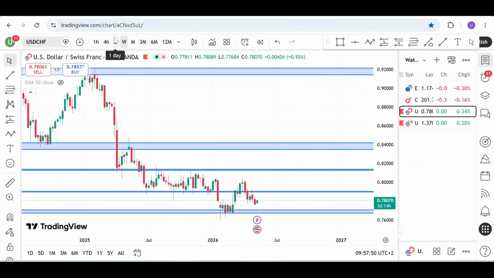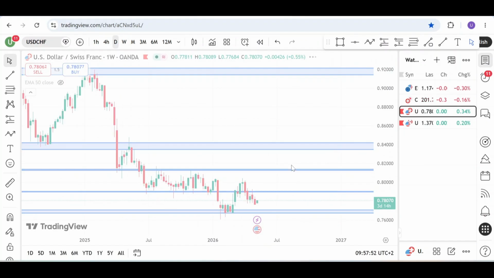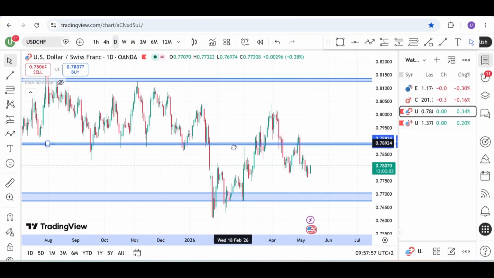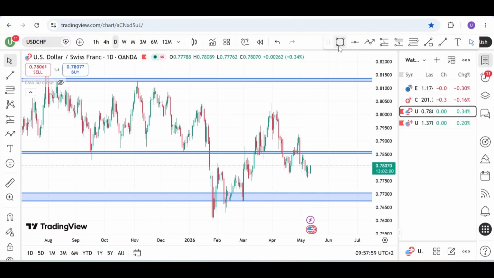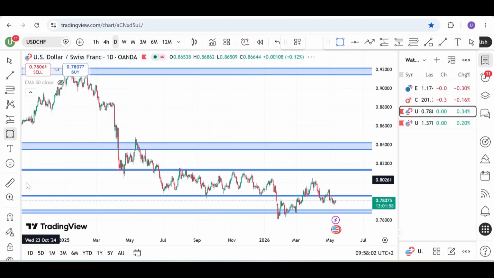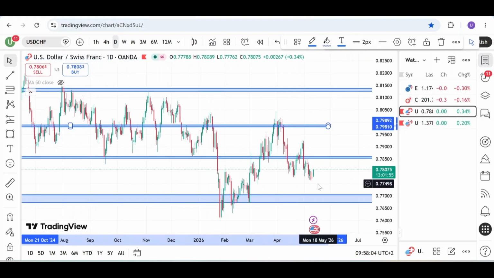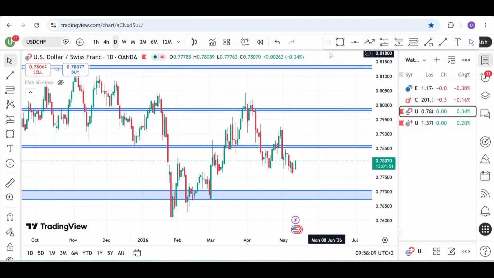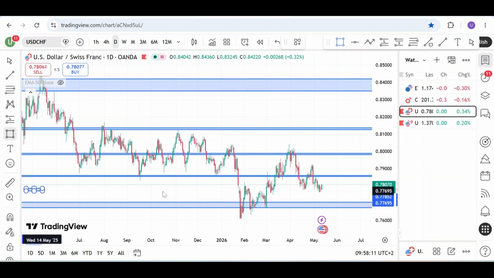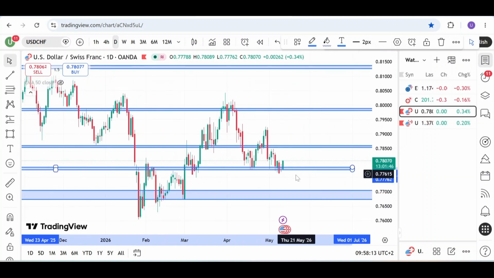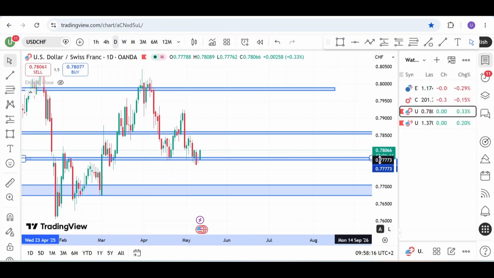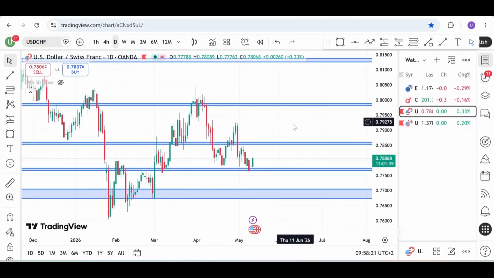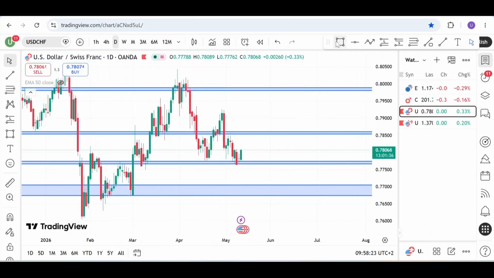As you can see, let's go to the daily time frame and see clearly what I'm saying. Beautiful here. As you can see, we are still in a downward trend. This is USD CHF. Okay, we are still in a downward trend here.